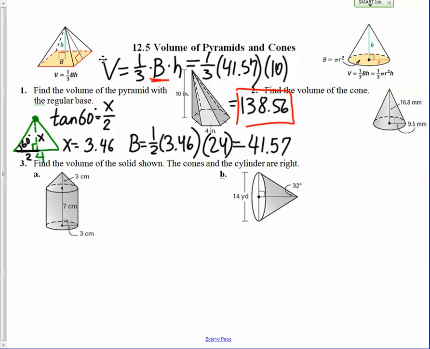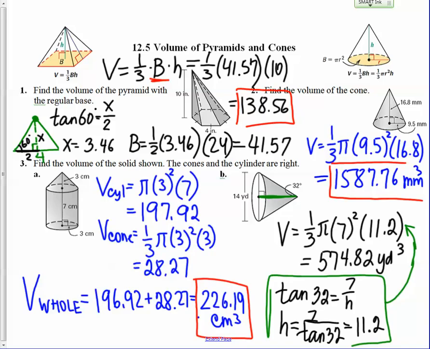Please try to do numbers 2 and 3. I will solve them and put them on the board, and you might check your answers later. Here you can check your solutions and the answers. 3B was a little bit problematic because again we're using trigonometry to find the height of the cone, but it's still doable.